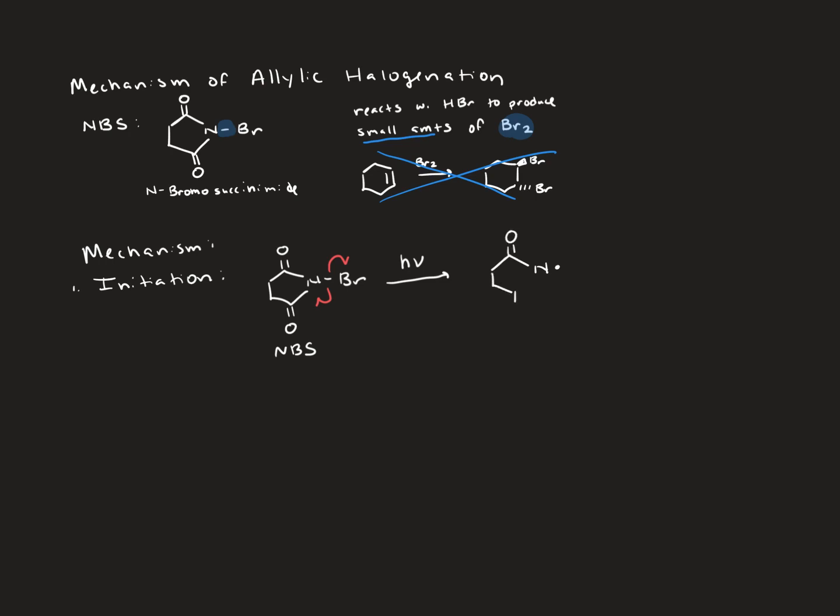One is this nitrogen-centered radical that we have here. The other is a bromine radical. And remember, bromine has 6 other electrons that aren't that radical. And then this is what's going to go on to our propagation step. So this propagation step is where our alkene actually comes in for the first time.